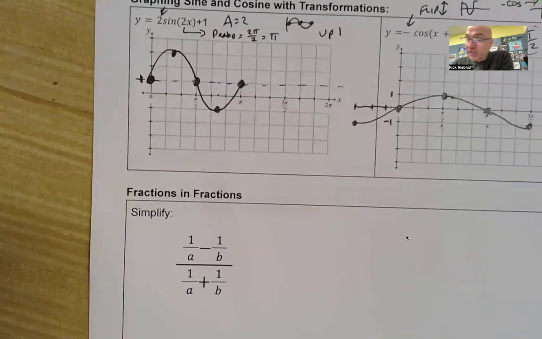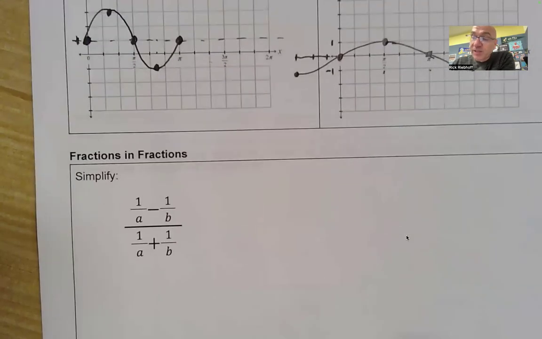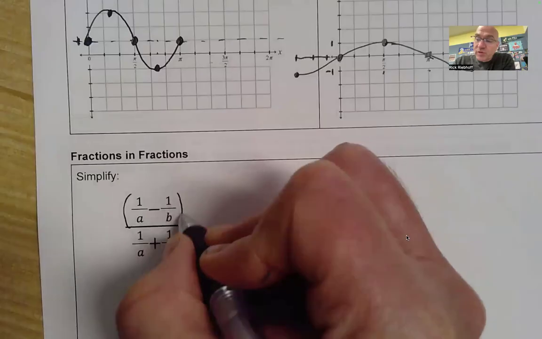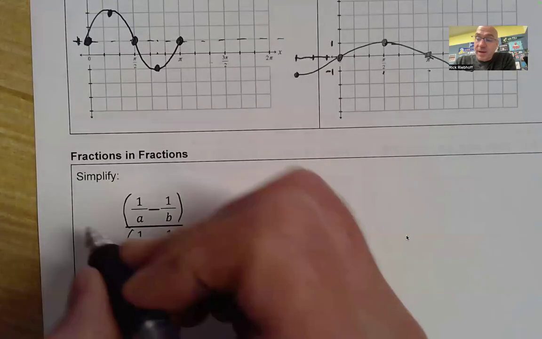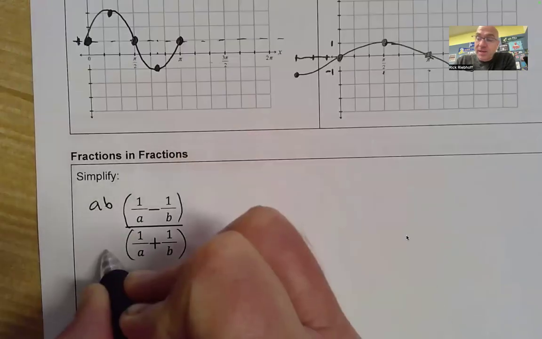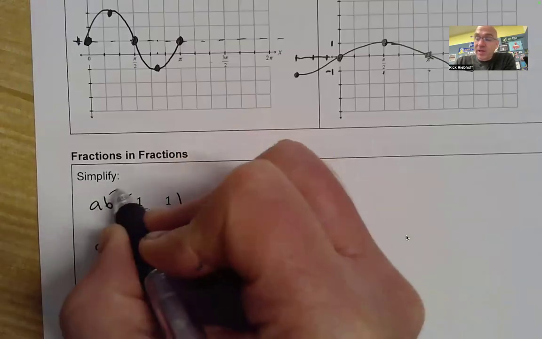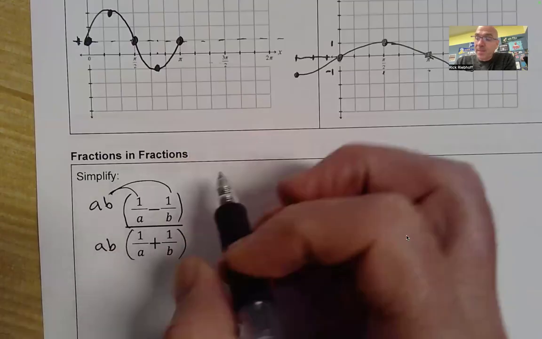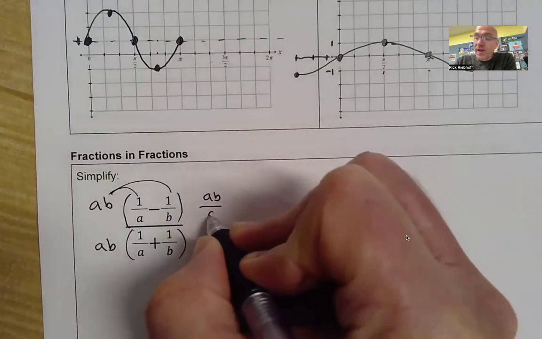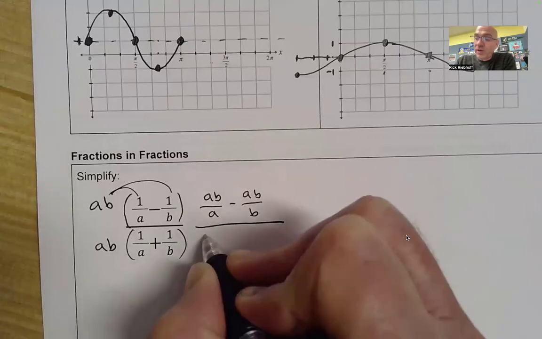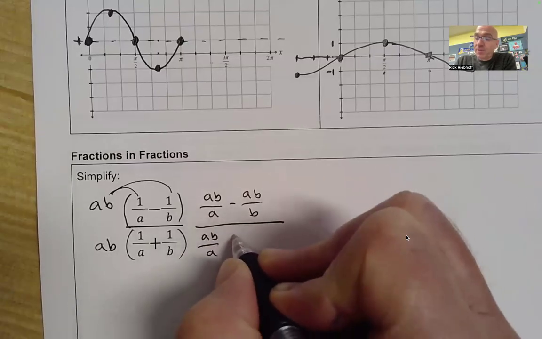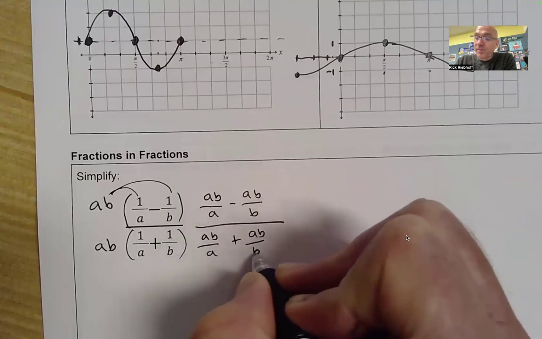Simplifying fractions. Ew. All right, so two different ways to do this. I think the easiest way is to look at those denominators. The least common denominator would be A times B. So I'm going to multiply that on the top and the bottom. Okay, so I have AB over A minus AB over B, all over AB over A plus AB over B.